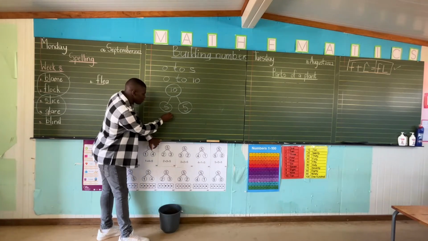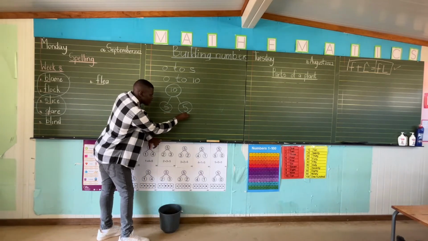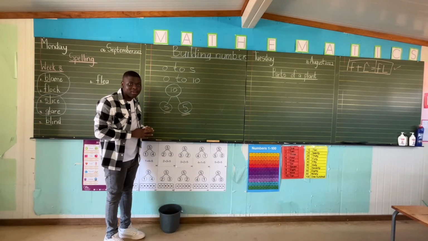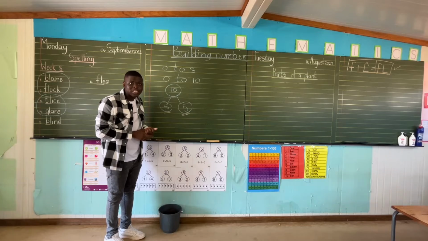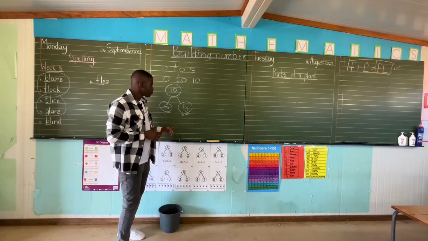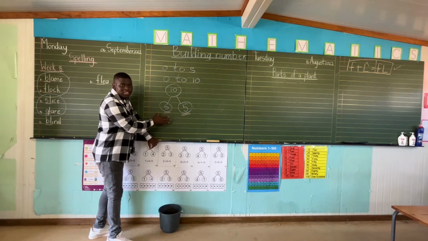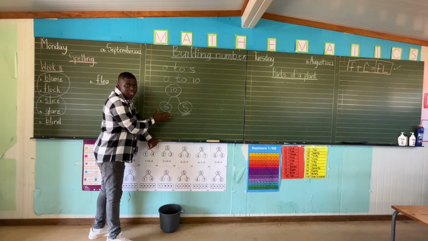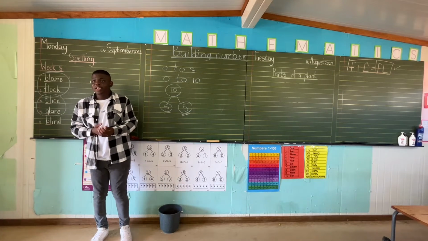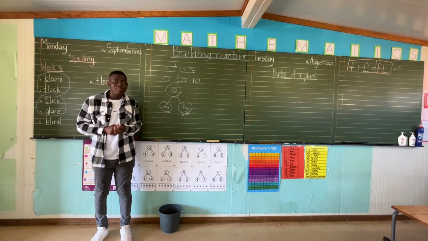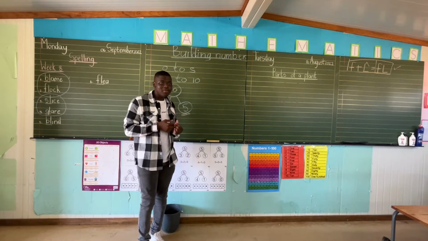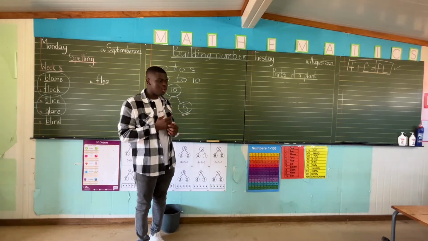We'll be using the same numbers to build a bigger number. So this is called doubling. We can call it doubling or building numbers using the same numbers. We build a number using the same numbers.